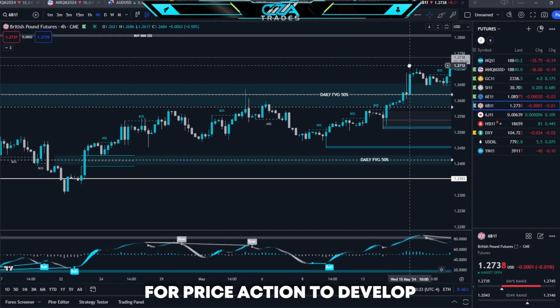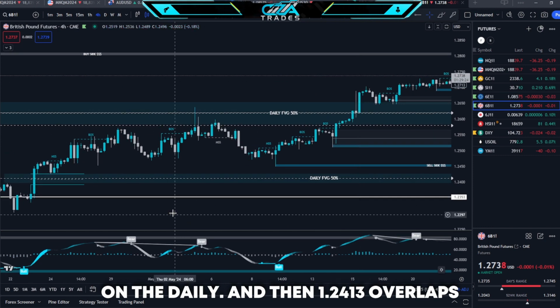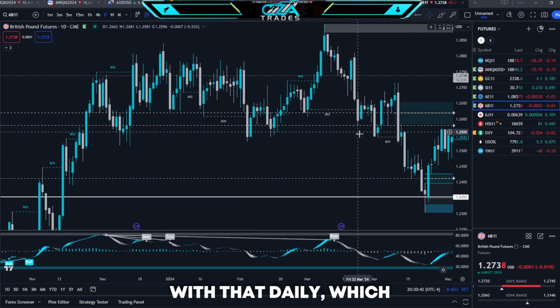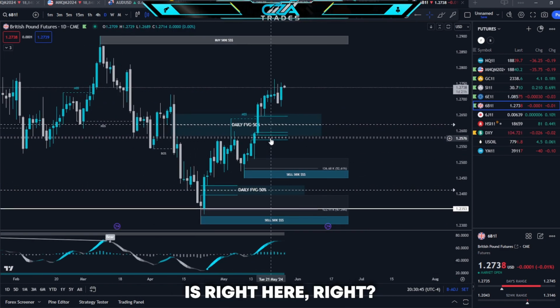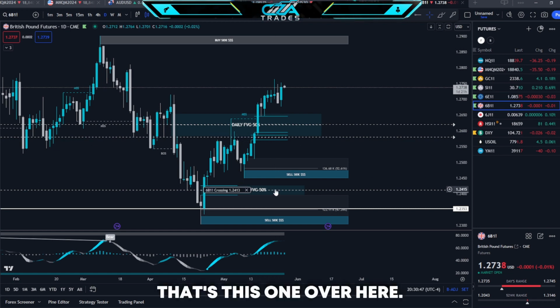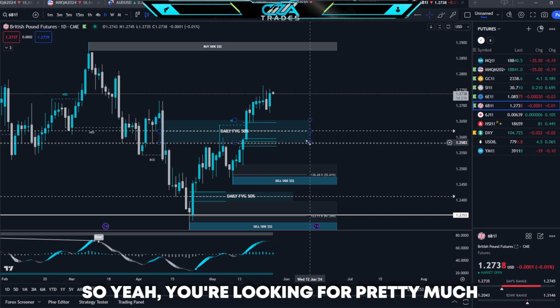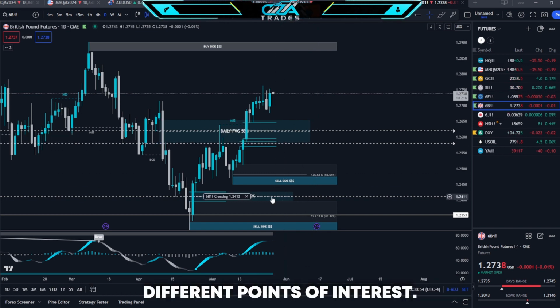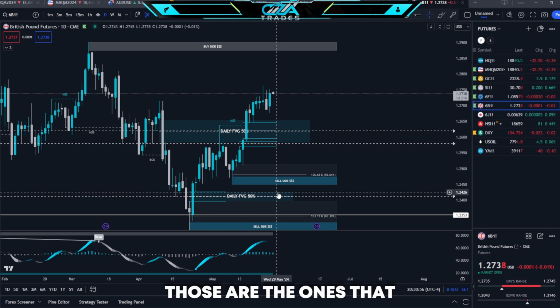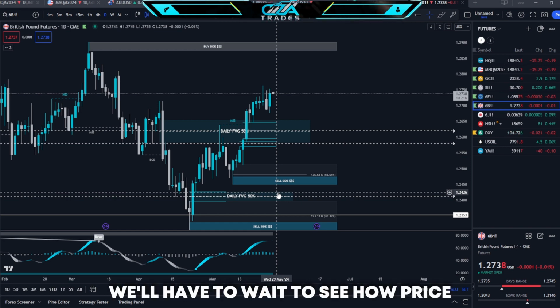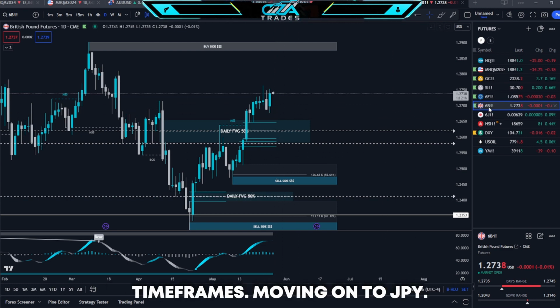Yeah, we're just gonna wait for price action to develop on the daily, and then 1.2413 overlaps with that daily, which is right here, right? No, it's this one over here. So yeah, you're looking for pretty much 1, 2, 3 different points of interest. Those are the ones that we're looking at right now. We'll have to wait to see how price action develops on the lower time frames.